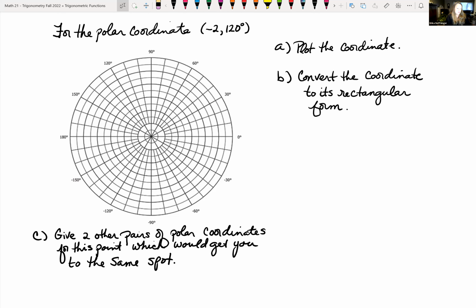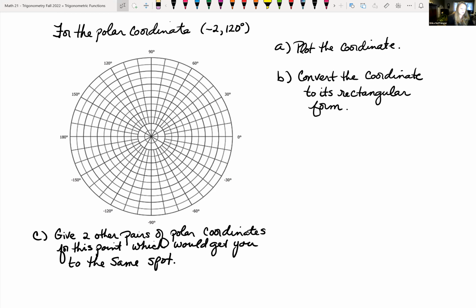So right now we are reviewing for our exam, and we're reviewing chapter 10 in our textbook: vectors, polar coordinates, De Moivre's theorem, complex numbers. In front of you is an example. You should be able to plot a point in polar coordinates. The point here is (-2, 120 degrees). You should be able to do this in degrees and radians.